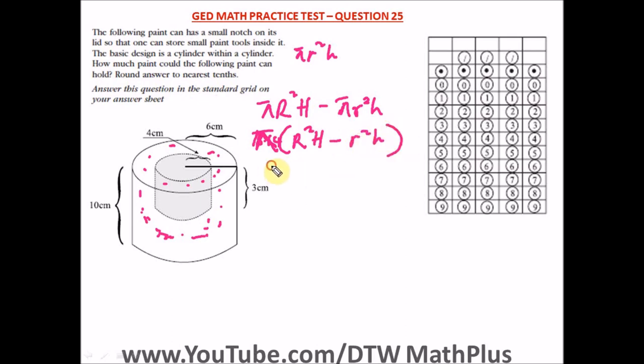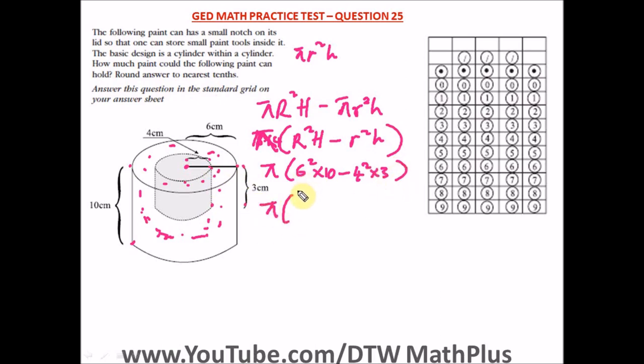Just to be faster, we have our pi here, and our big R. What is our big R? Our big R is the radius of the big cylinder, which is from here to here, and it is 6 centimeters. So we have 6 squared, and the height of the big cylinder is from here to here, which is 10 centimeters, times 10, minus the radius of the small cylinder, which is from here to here, 4 centimeters. So we have 4 squared, and the height of the small cylinder is from here to here, which we've been given as 3. So times 3.